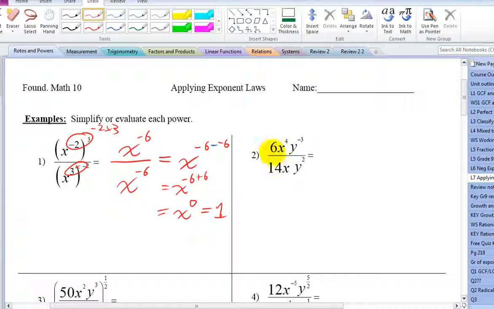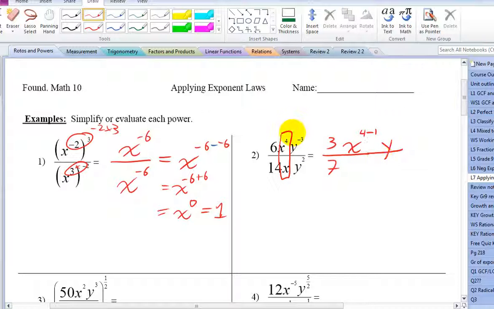Here, 6 and 14. Let's put that into lowest terms. Divide by 2. Divide by 2. So you're just reducing the fraction to lowest terms. Now for the letters. Let's divide x^4 by x. On our exponent then we get 4 minus 1.